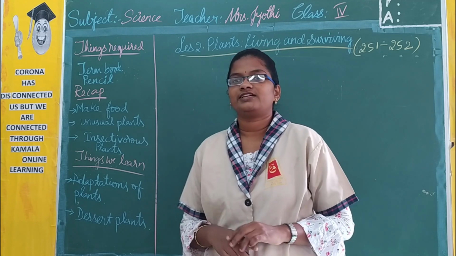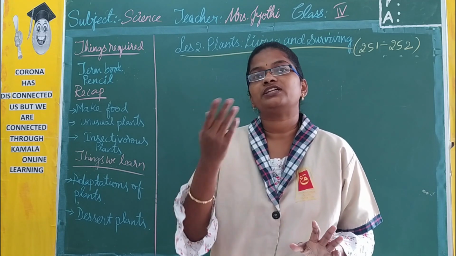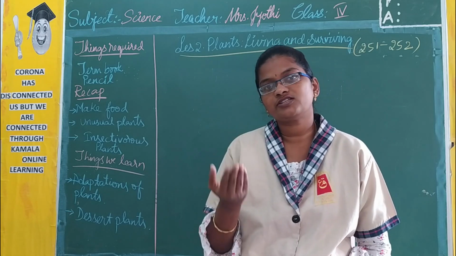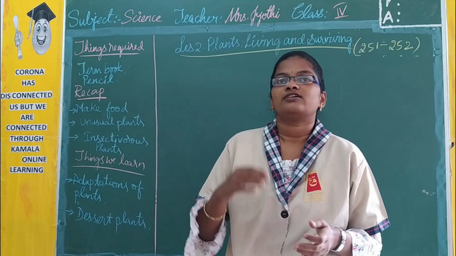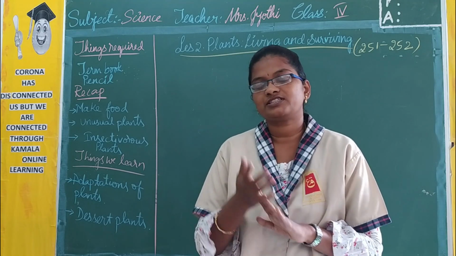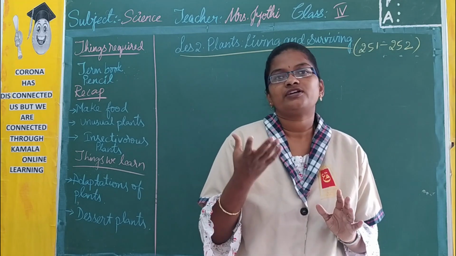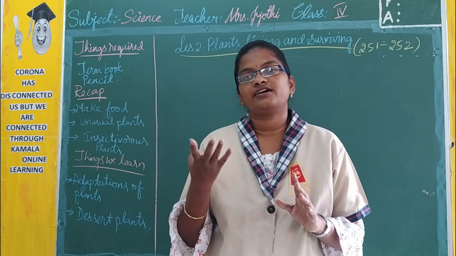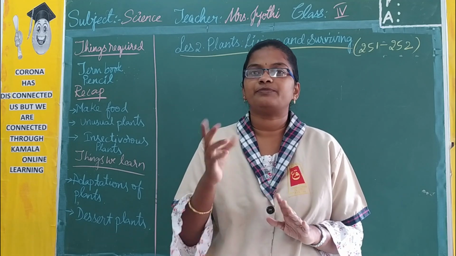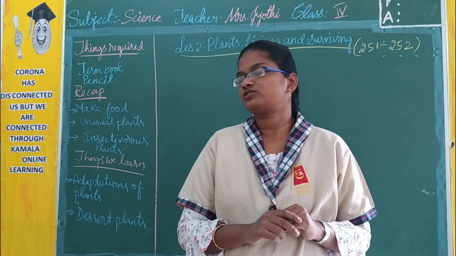In the previous lesson we learned how plants made food, how they used their food and how they stored their food also, isn't it? A few stored in their roots and a few in fruits, vegetables and in flowers, like that. Plants make food with the help of sunlight and carbon dioxide, water in the presence of chlorophyll. And this complete process is called photosynthesis.